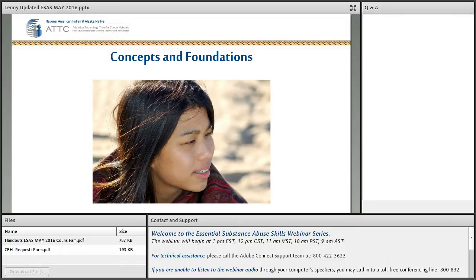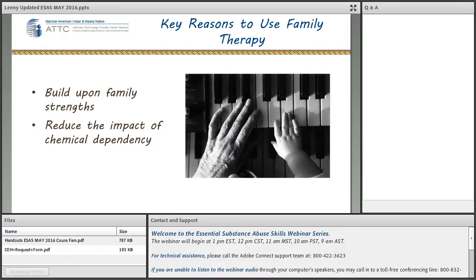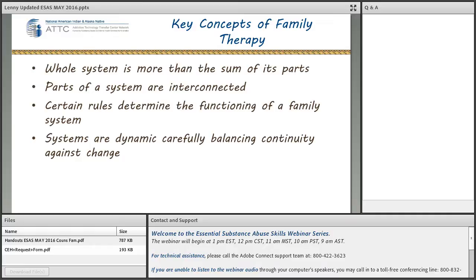Concepts and foundations. So the key reasons to use family therapy are to build upon family strengths and reduce the impact of chemical dependency. The key concepts of family therapy: the whole system is more than the sum of its parts. Parts of a system are interconnected. Certain rules determine the functioning of a family system. Systems are dynamic, carefully balancing continuity against change. Many times the answers are in the families. People know their situations and resources.